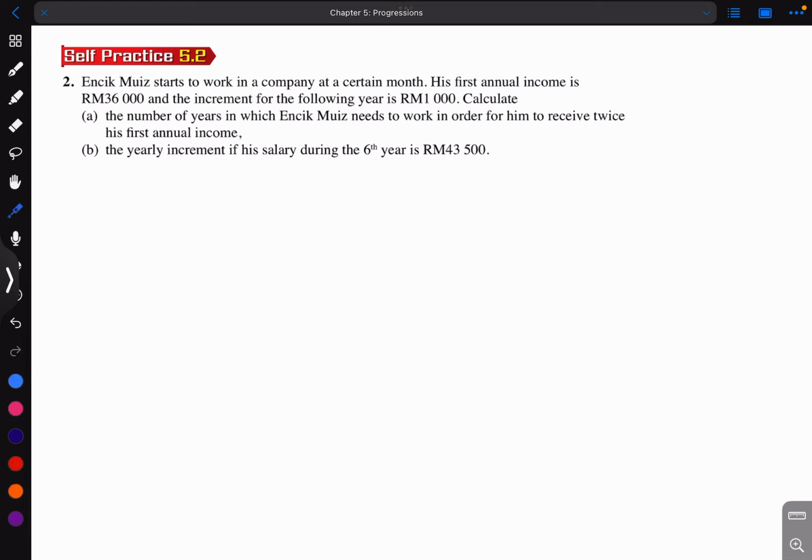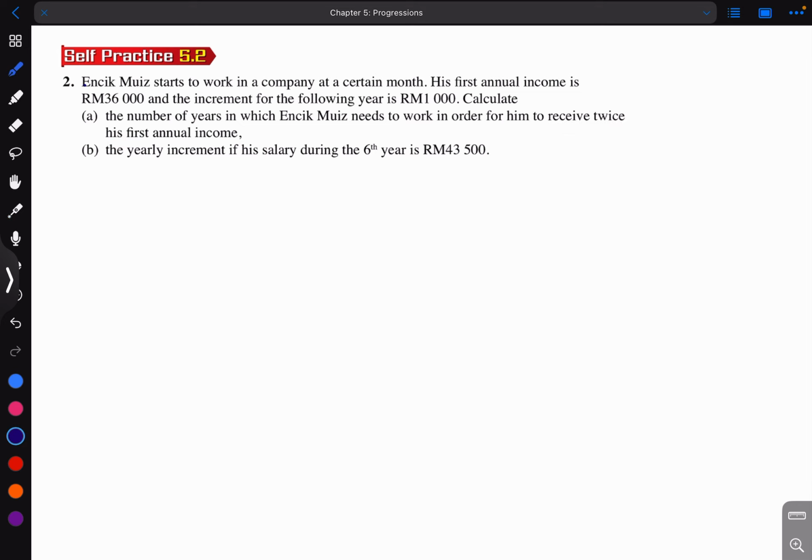Self-practiced 5.2 question 2. Encik Moy starts to work in a company at a certain month. His first annual income is 36,000 and the increment for the following year is 1,000. Calculate the number of years he needs to work for him to receive twice his annual income.